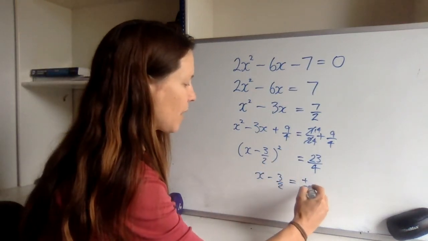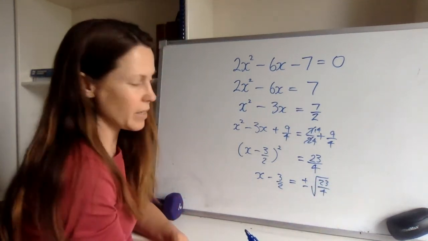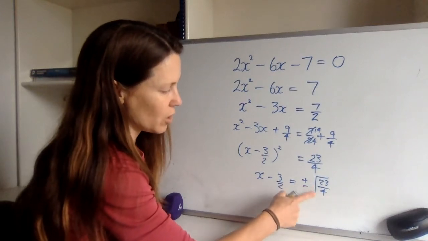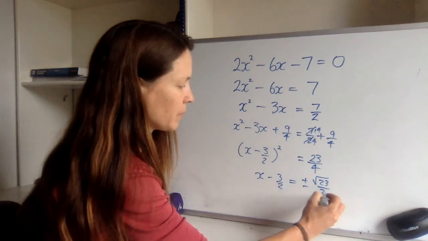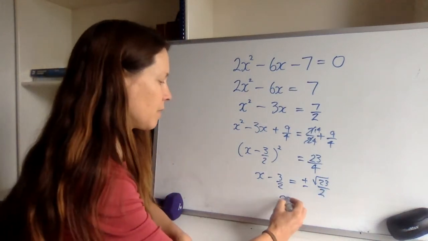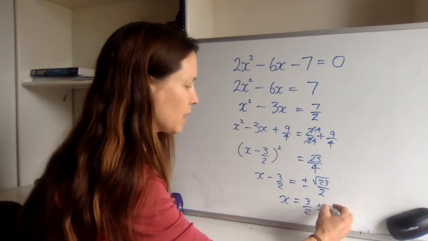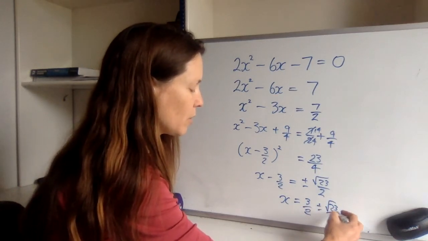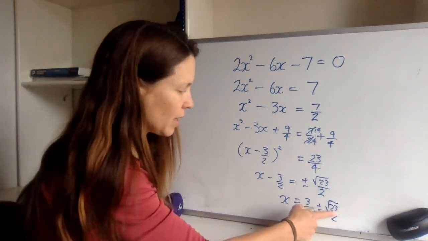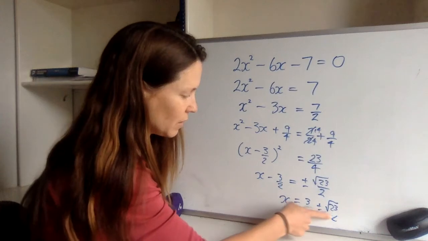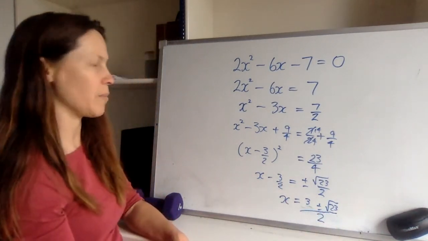We need the positive and the negative version of this. And once again, I can see that the square root of 4 is just 2. So rather than write it down that way, I'm going to make it like this. And now I'm going to add 3 halves to each side. So I've got 3 halves plus or minus root 23 on 2. And notice that the same thing's happened here. I've got my halves. So I can actually make the entire thing, it's a little bit messy, sorry about that, over 2. And I'm done.